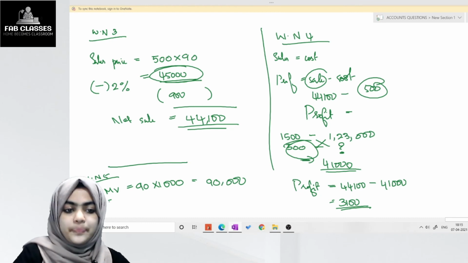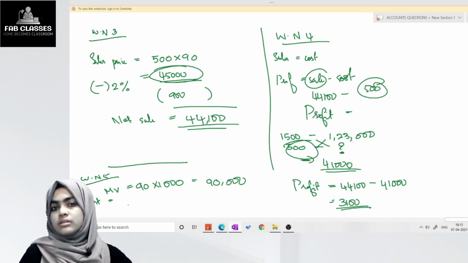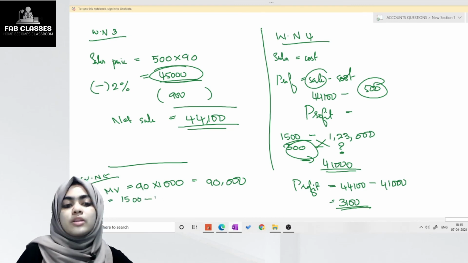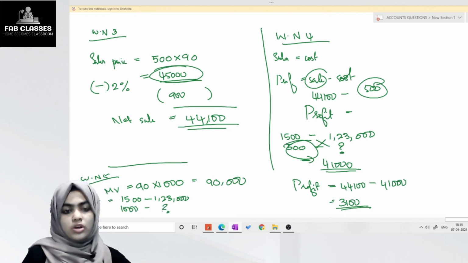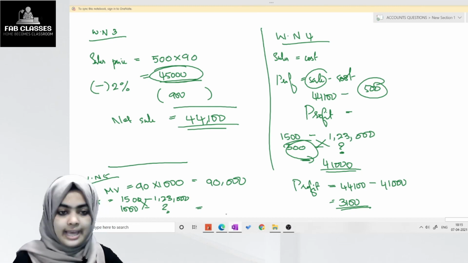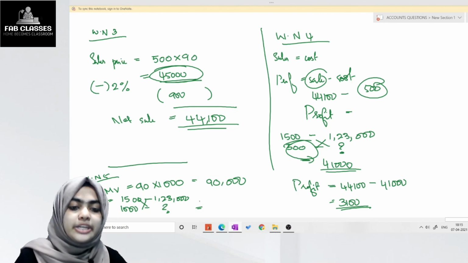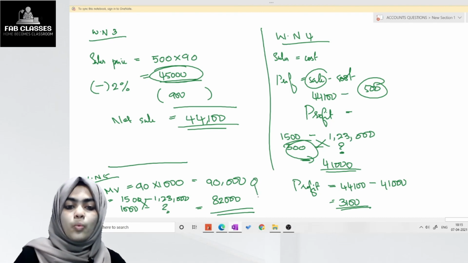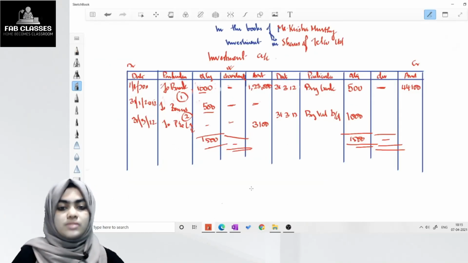In case of cost, the same way we found the cost of the bonus shares, we have to find the cost of these 1000 shares also. For 1500 shares, the cost was 1,23,000. And now for 1000 shares, what will be the cost? Do a cross multiplication and you will get the answer. 1,23,000 into 1000 divided by 1500 and the answer is 82,000. So the closing stock will be valued at cost or market value, whichever is less. What is less here? 82,000. So the closing stock will be valued at 82,000.